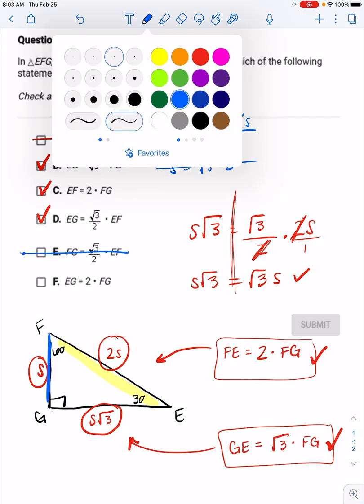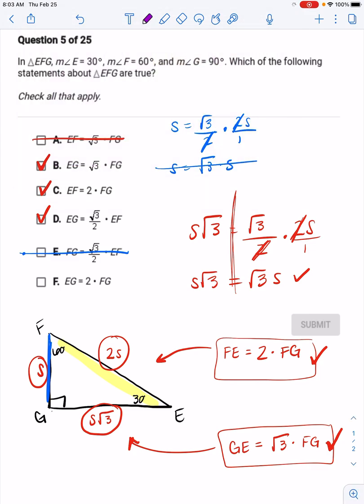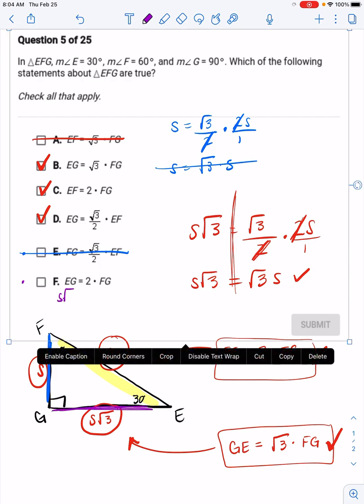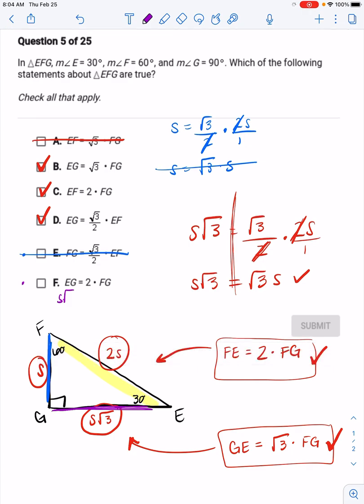Okay. And then finally, in purple here, I want to try the last one. So EG, which is down here, S radical 3, equals 2 times FG. That is S on the side. So S radical 3 equals 2S. No, those are not the same either, okay?